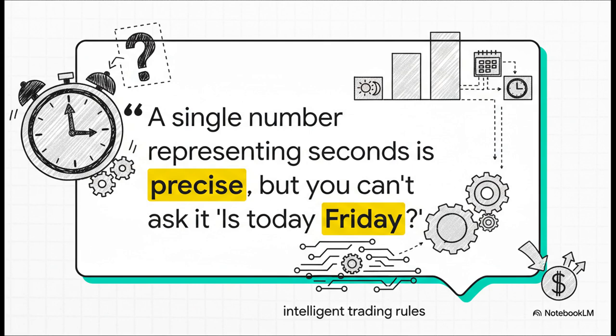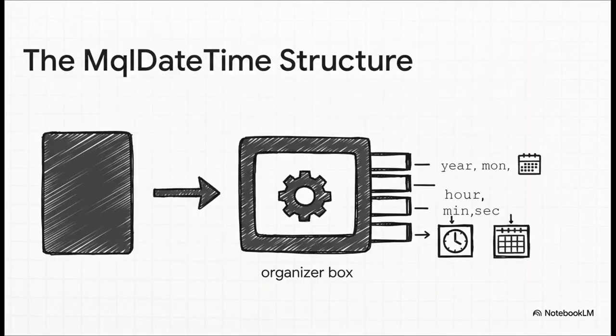You can't easily ask it for the individual pieces of information, like the day of the week or the current hour, that you need to build smart trading rules. We need a way to unpack that number. And here's the solution, this incredibly useful thing called the MqlDateTime structure. Think of it like a conversion kit. It's designed to take that one big datetime number and neatly break it down into all the individual parts a human understands: the year, the month, the day, the hour, and even the day of the week. Now, this is something we can actually work with.